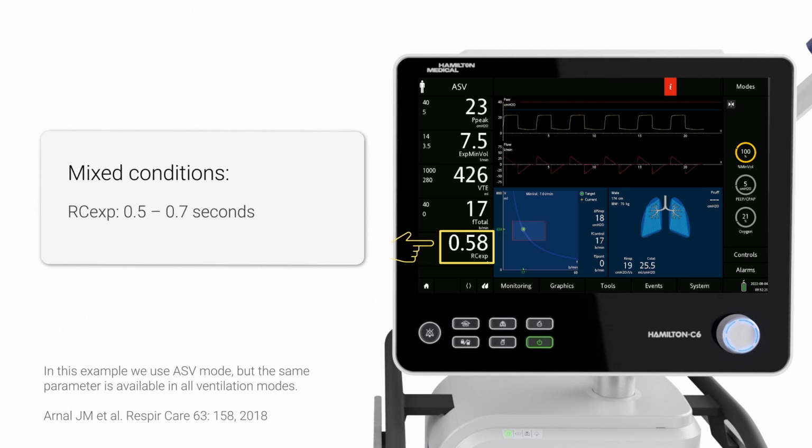In mixed lung conditions, the expiratory time constant is usually in the normal range, so it's important to check the compliance and resistance values, because a mixed lung condition that combines decreased compliance with increased resistance could result in a pseudo-normal time constant.